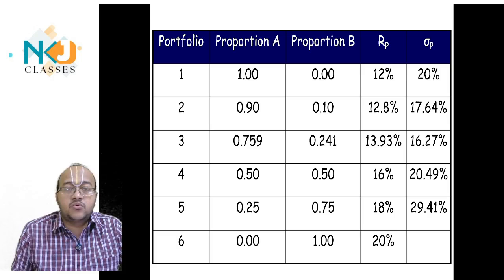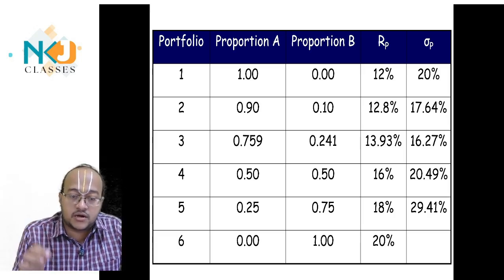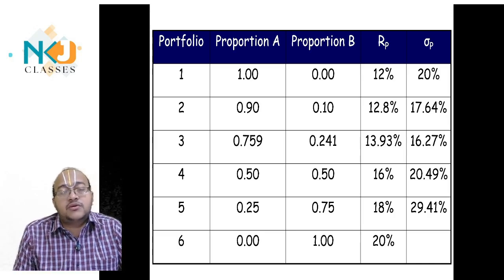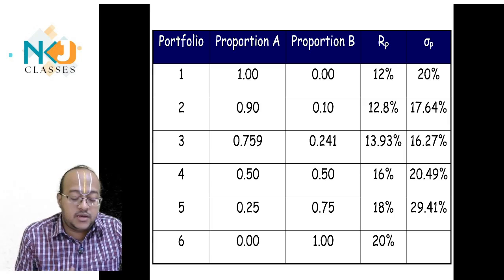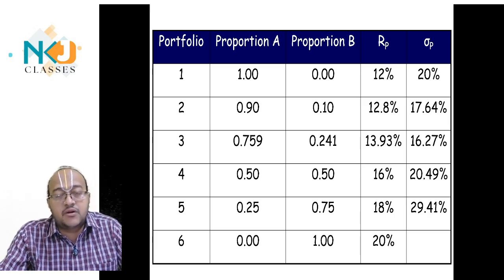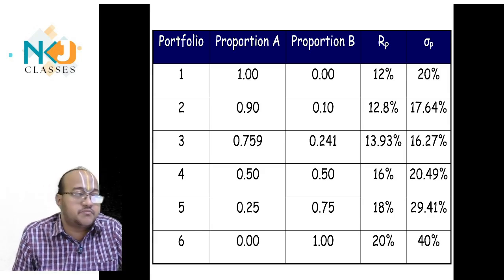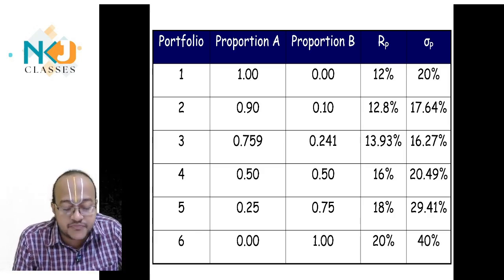Okay, if I don't invest in security A at all, if my portfolio consists of only security B, what will happen? Security B's individual return is 20%, that will become my portfolio return, correct? And what is the portfolio risk? 40%, simply because the second thing, the correlation effect, we are not using, right?